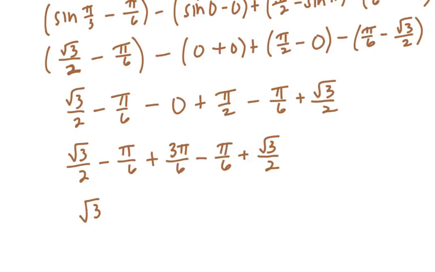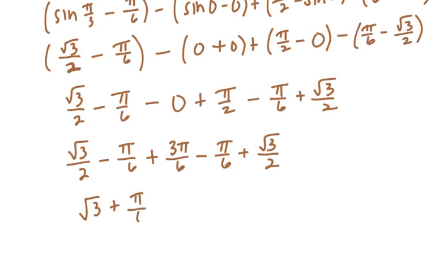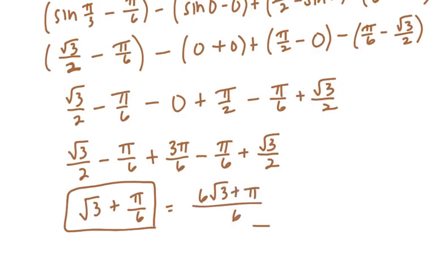And then negative pi plus 3 pi minus pi all over 6 gives me plus pi over 6. Now that's a beautiful answer. If you want common denominators, you could say 6 square root of 3 plus pi all over 6. I'm not sure which WebAssign wants, but I am pretty sure that we are good there. Pretty sure that you've got it.